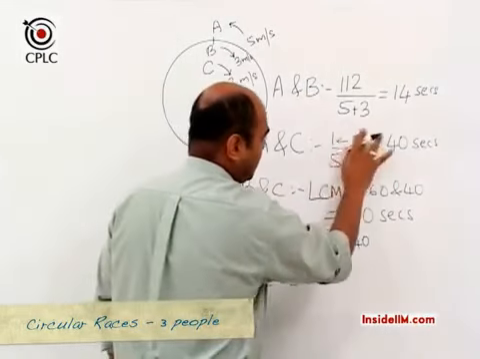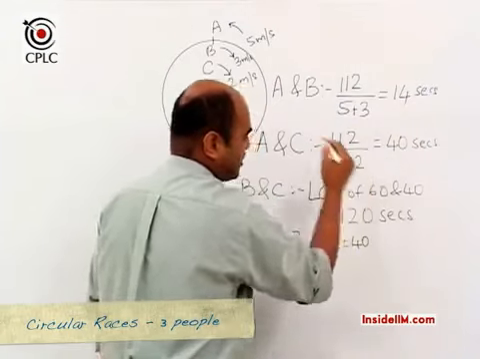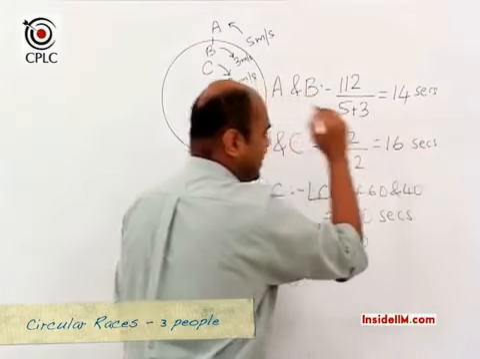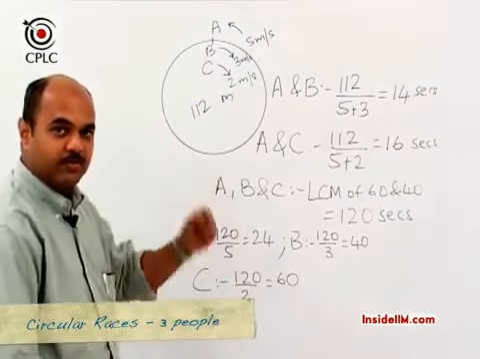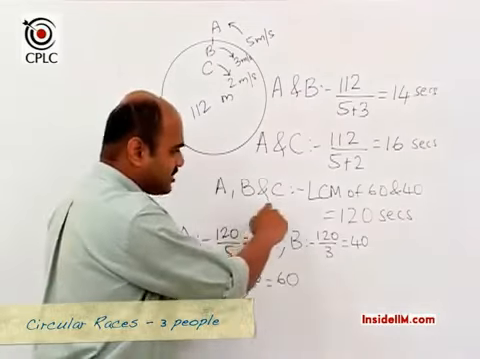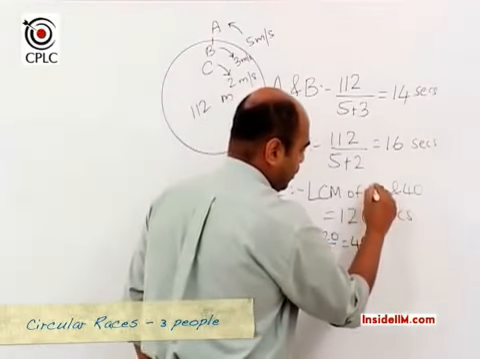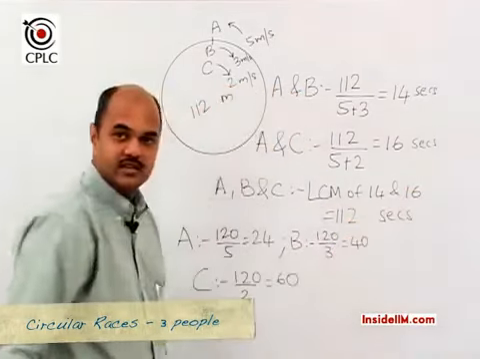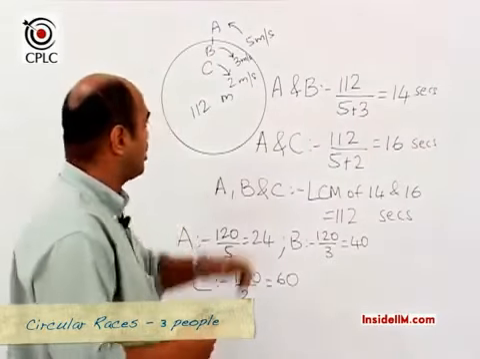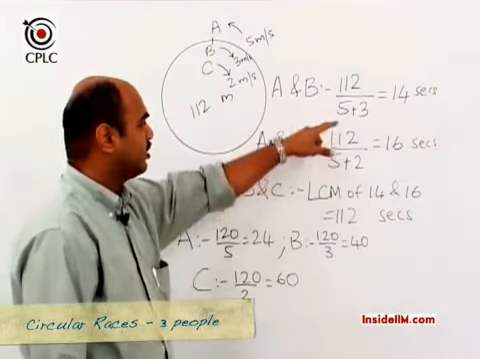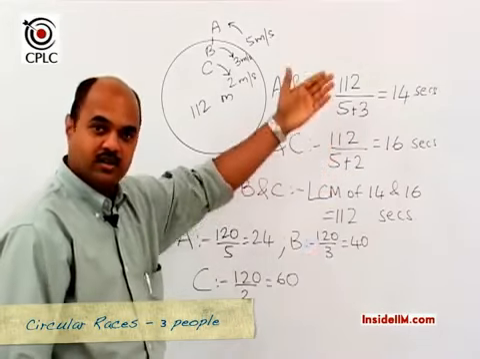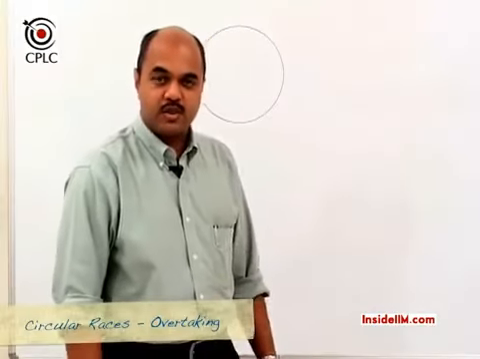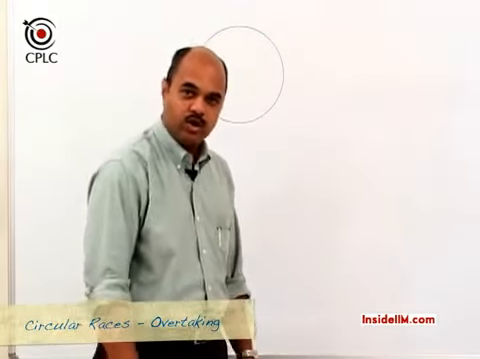A and C would meet, if we make these changes, 112 divided by 5 plus 2, which would be 16 seconds. And hence if all three people have to meet, then ABC would be LCM of 14 and 16, which would be 112 seconds. So the only change here, because the direction changes, would be in terms of the concept of relative speed. Everything else in terms of the method would remain the same. Having seen the concepts of circular races, let's look at one more concept now.